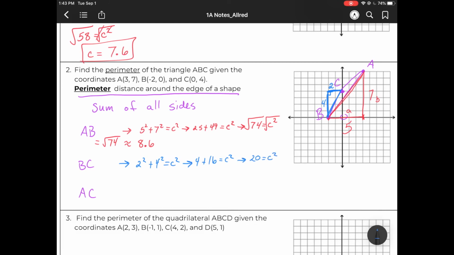So 20 equals c squared. So I take the square root of both sides, and we get that BC is the square root of 20. Again, when I plug that in a calculator, I get about 4.5.